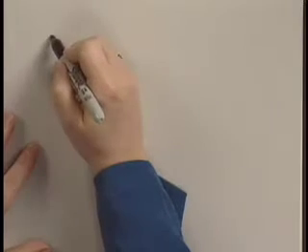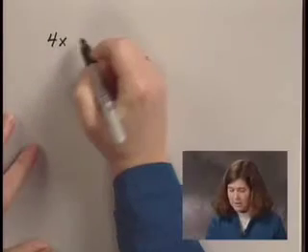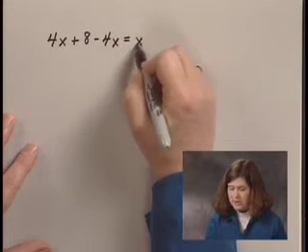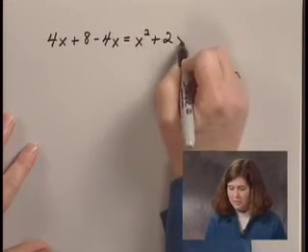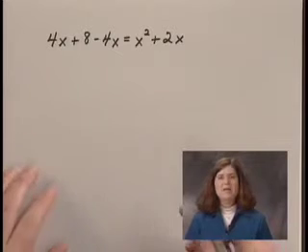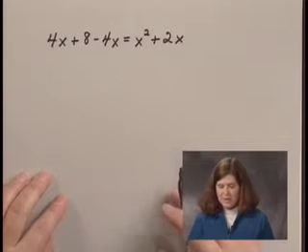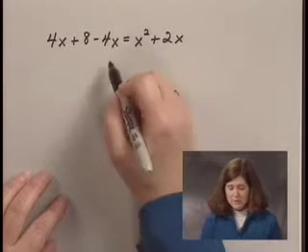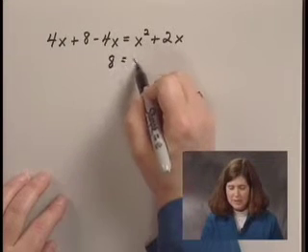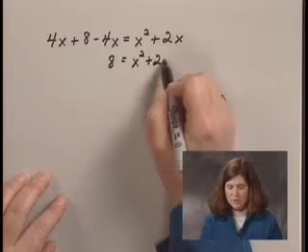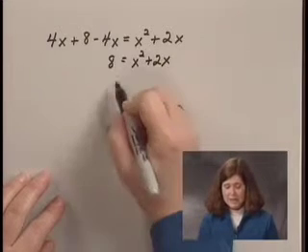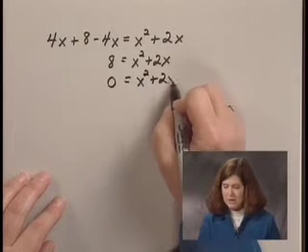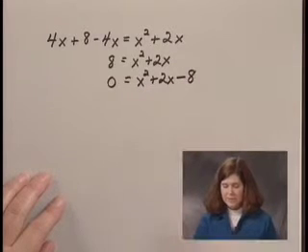I need to continue solving. I have 4x plus 8 minus 4x equals x squared plus 2x. And now I need to get a 0 on one side of the equation. First of all, 4x minus 4x is 0. So this is simply 8 equals x squared plus 2x. Subtracting 8 on both sides, I get 0 equals x squared plus 2x minus 8.